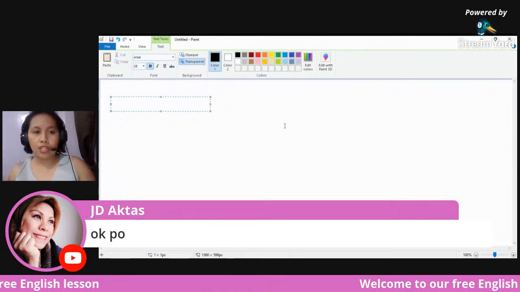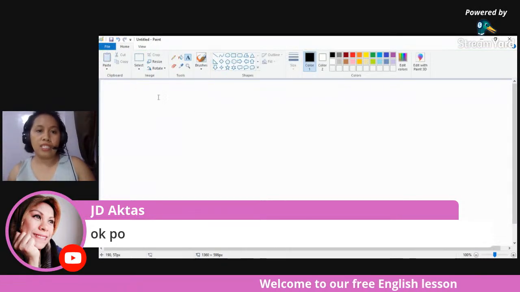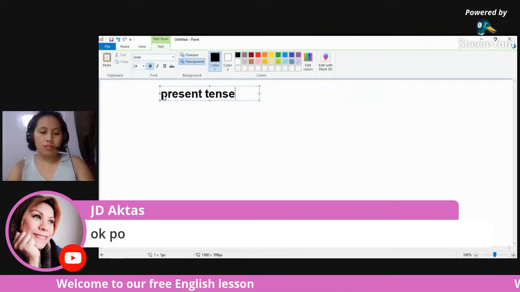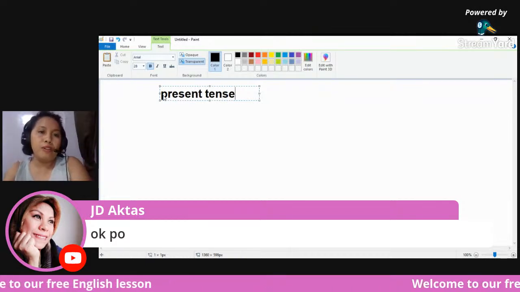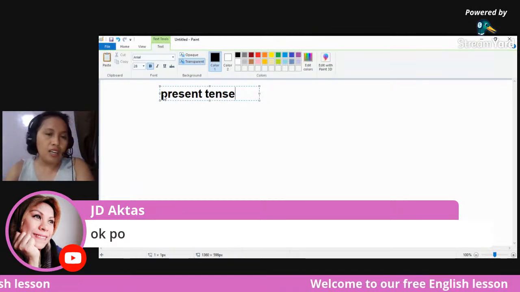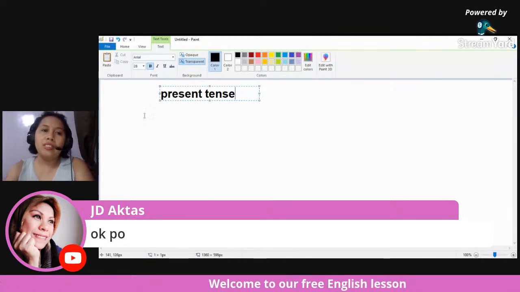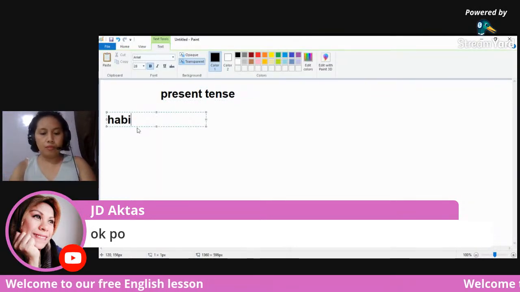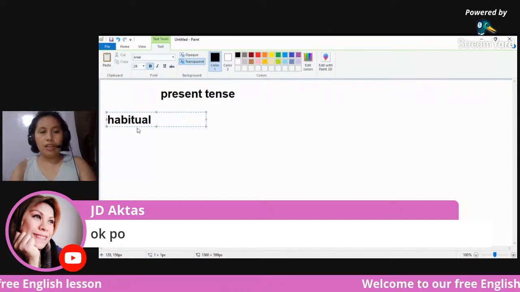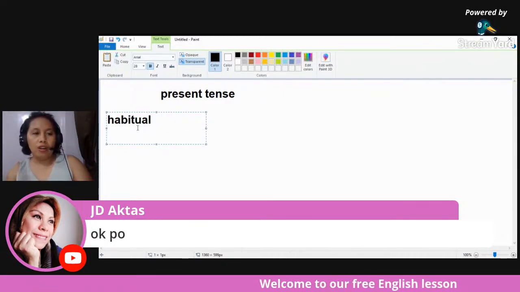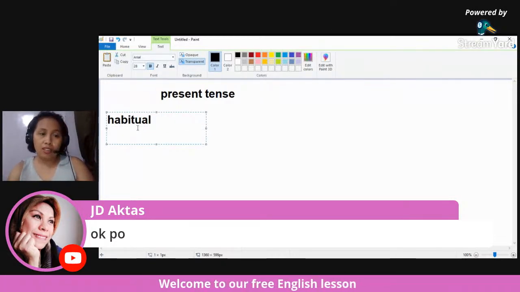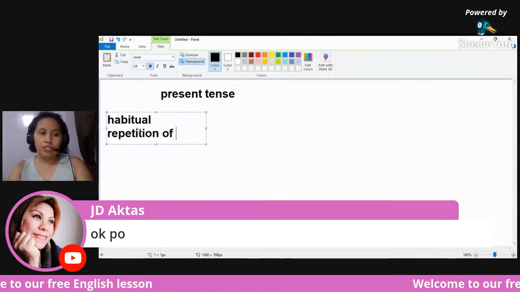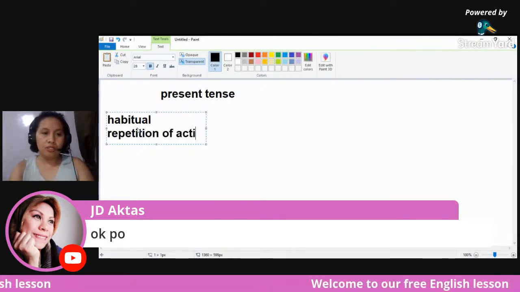And today, we're talking about present tense. Okay, so present tense, guys, let's make it simple. We're doing it habitually. The action happens again and again. There's a repetition of action.